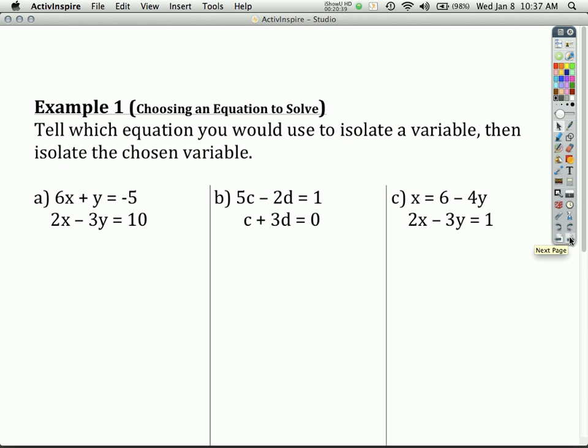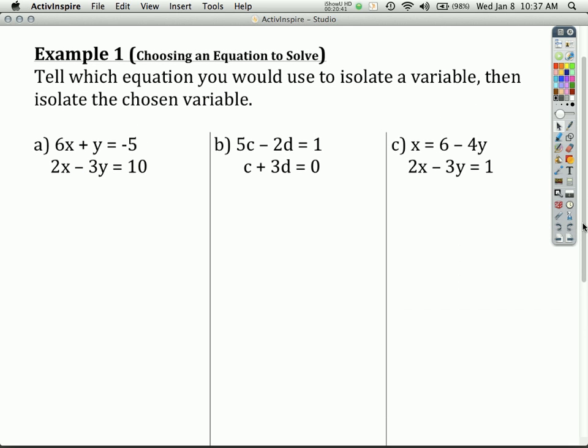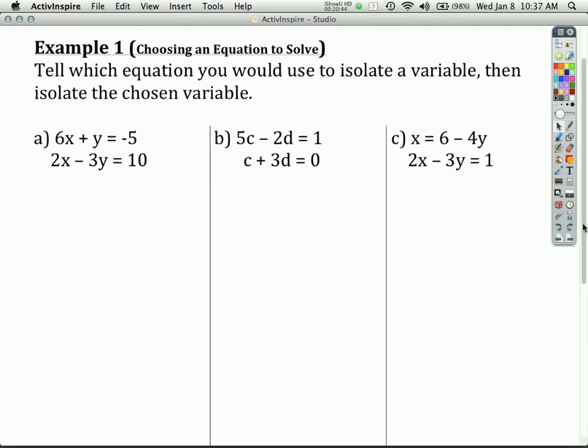So, example 1. We want to become very proficient. In fact, we want it to be almost instant to be able to tell which equation we should isolate. Now, it actually doesn't matter. You can isolate either one you want. But it's about which one is the best choice, which one is the most efficient.